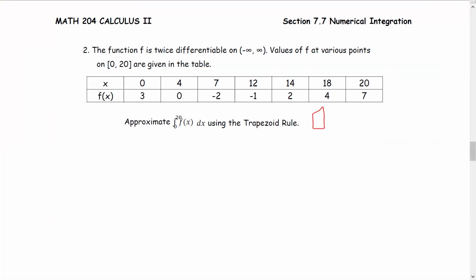We call the trapezoid. It has two parallel sides, that is A and B, and the width is delta x. So the area is 1/2 times the sum of the two parallel sides times the delta x.